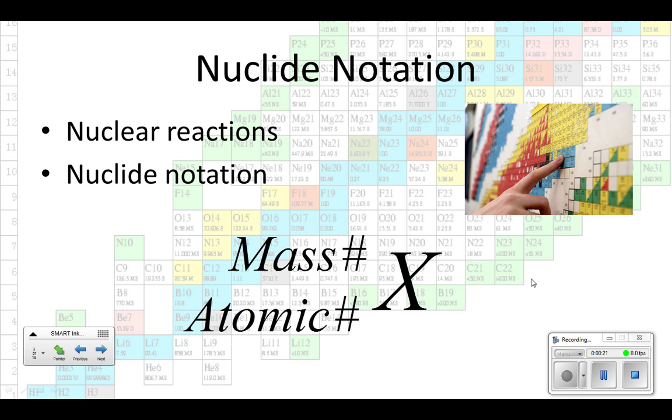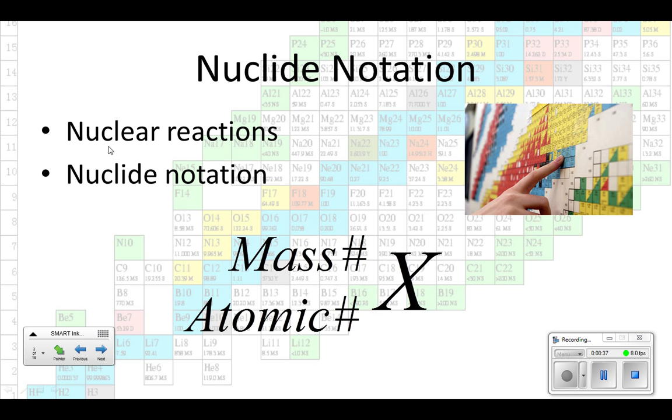It's different than chemical notation. You have to tell a little more information about an element. And so the nuclide notation looks like this. This is the symbol for an element. I've used X because there is no element X. And you have to put two pieces of information on for nuclide.